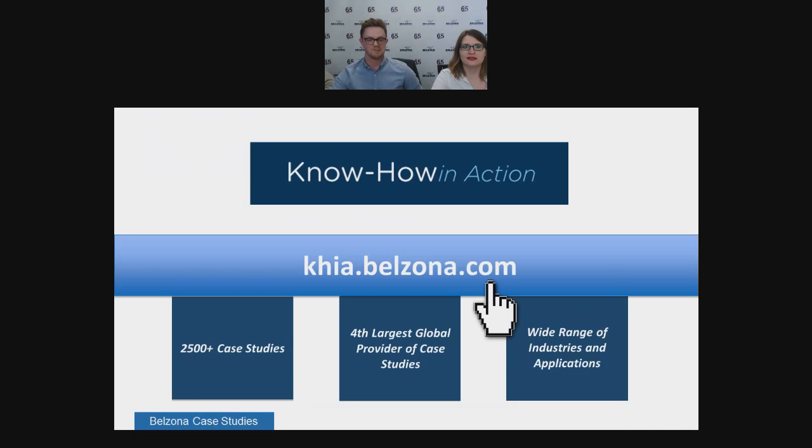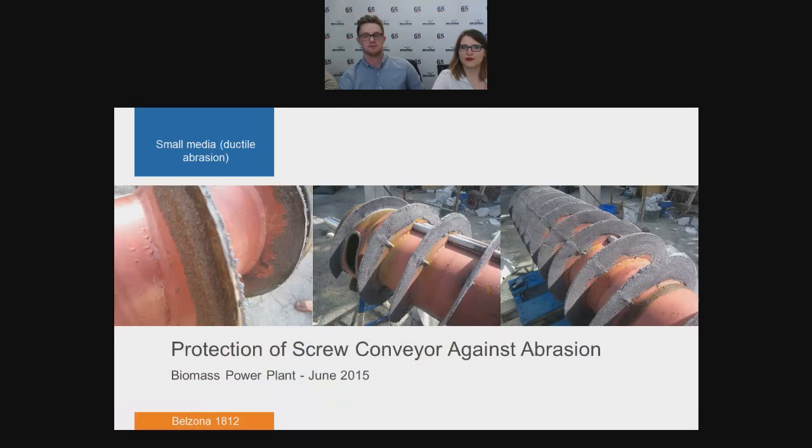Belzona has a fantastic library of case studies, all available to the public at khia.belzona.com. As a first example, in this application, the screw conveyor at a water treatment plant in Romania was suffering from significant metal loss. As part of its operation in a treatment plant slurry clarifier, the screw conveyor was transporting dehydrated slurries, and the hard particles in the slurry were causing abrasion of the conveyor blade, as you can see in this picture.